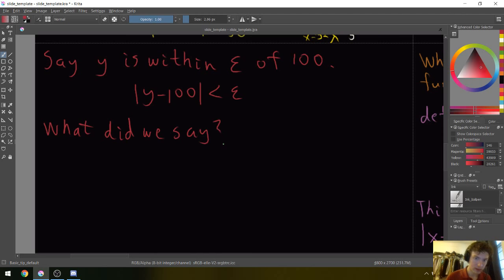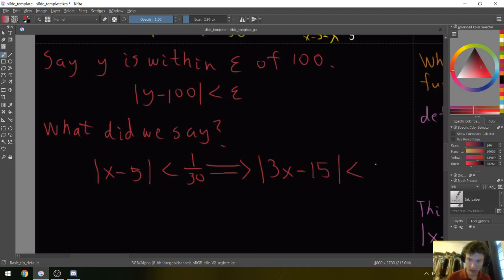Well, it was that if the absolute value of x minus 5 is less than 1/30th, then that implies, what was f of x? F of x was 3x, will be within a distance of 1/10 from the target value 15. So now that I've written it this way, it's almost stupidly obvious, right?